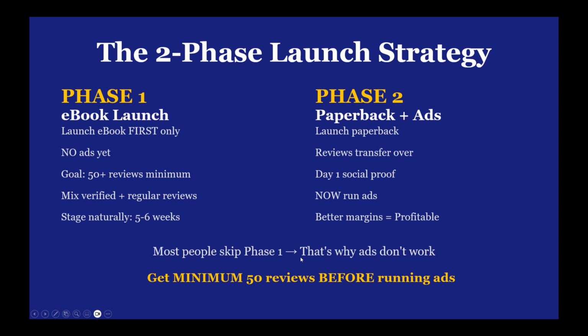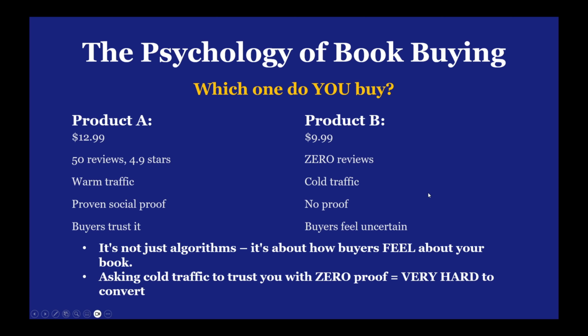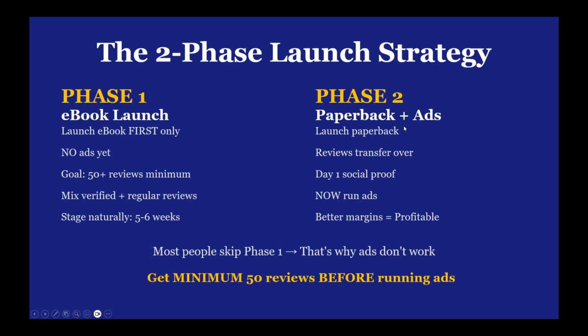Then once you get those 50 plus reviews, you simply launch your paperback. Remember, even though your ebook and paperback might have different ASIN numbers, the reviews are going to carry over to your paperback. And once you have those 50 plus reviews, you're going to start running ads to your paperback immediately. Remember what we talked about, the buyer psychology, how people perceive your product? How do buyers feel when they see your book? In this situation, guess what? From day one of your paperback launch, you already have all this warm traffic and social proof associated with your paperback.